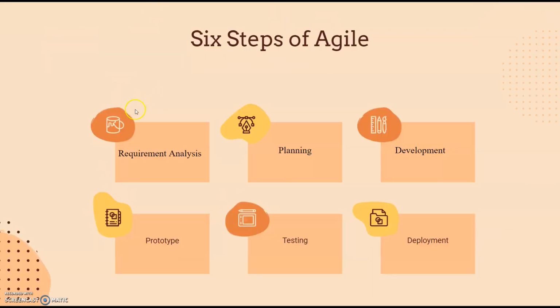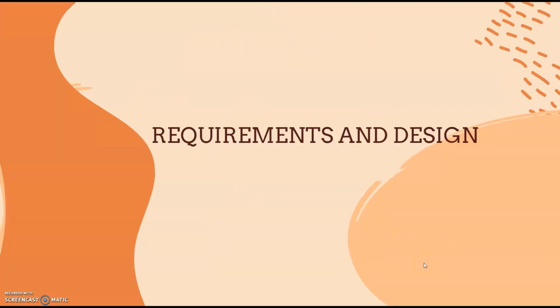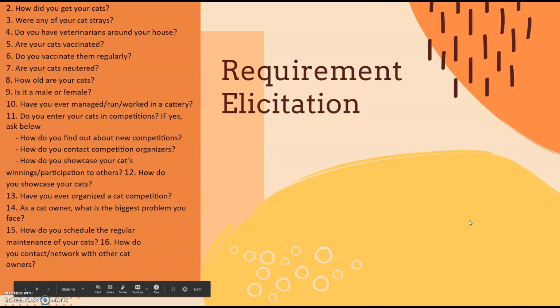The 6 steps in Agile are requirement analysis, planning, development, prototype, testing, and deployment. I'll talk about these in the next slide. First of all, requirement and design. For requirement and design, I interviewed around 15 people. The interviewees were mostly people from Skudai. The majority were working professionals, and a few were students from UTM who live outside, not on the campus.